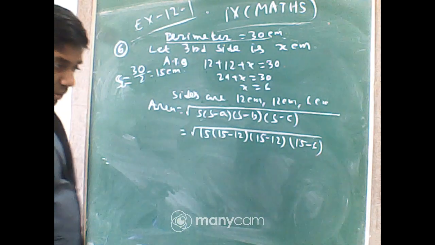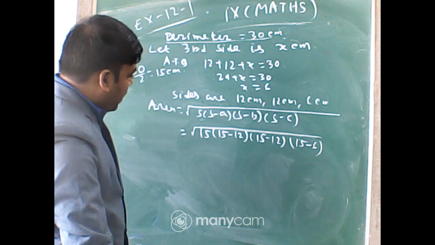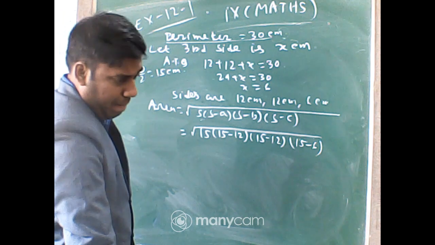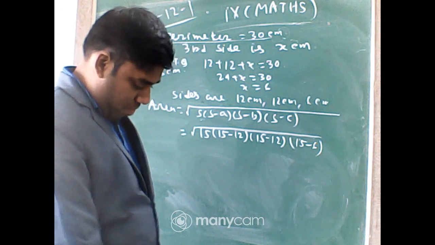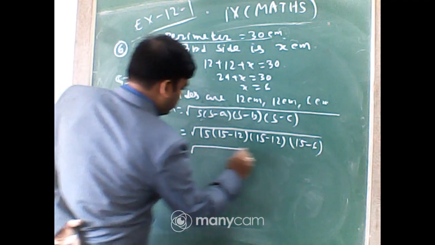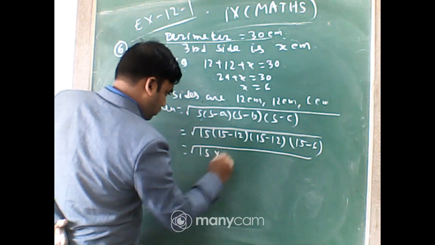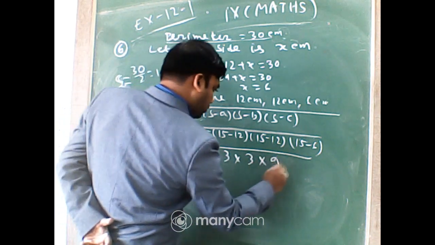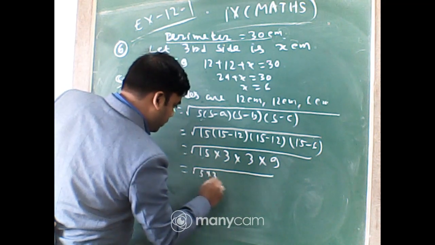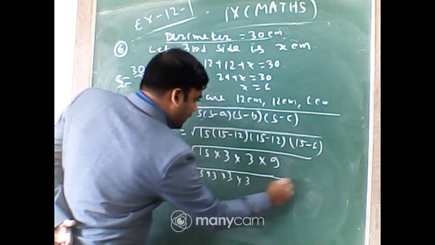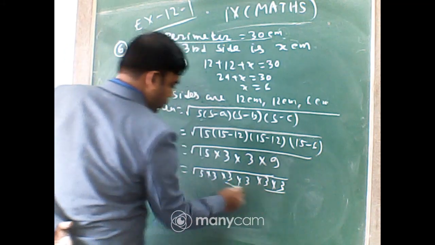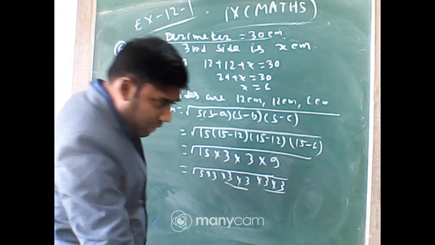It is clear to everyone? That's 15 into 15 minus 12, 15 minus 12, and 15 minus 6. Okay, so therefore, that 15 I can write as 5 into 3, 3, and that 9, 3 into 3. So make it pair. One pair, two pair. So 9 root 15 is the answer.